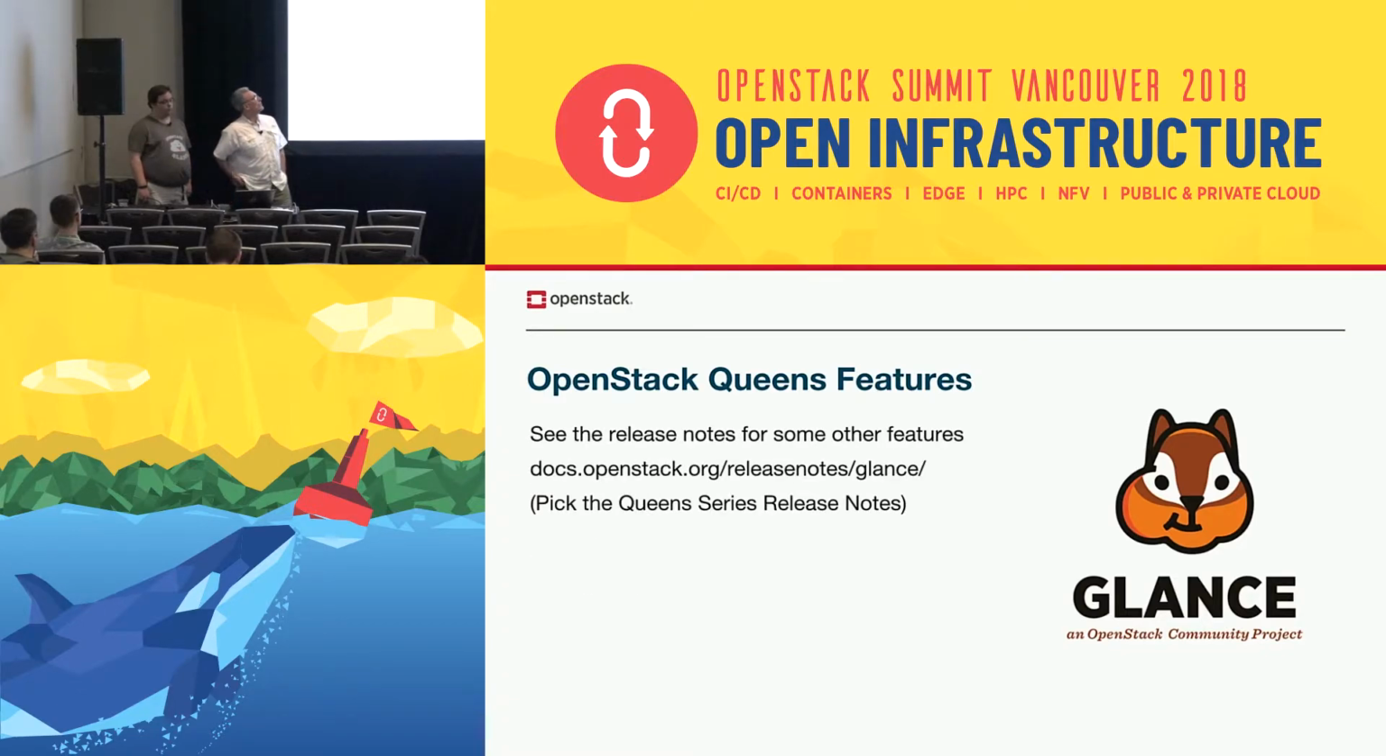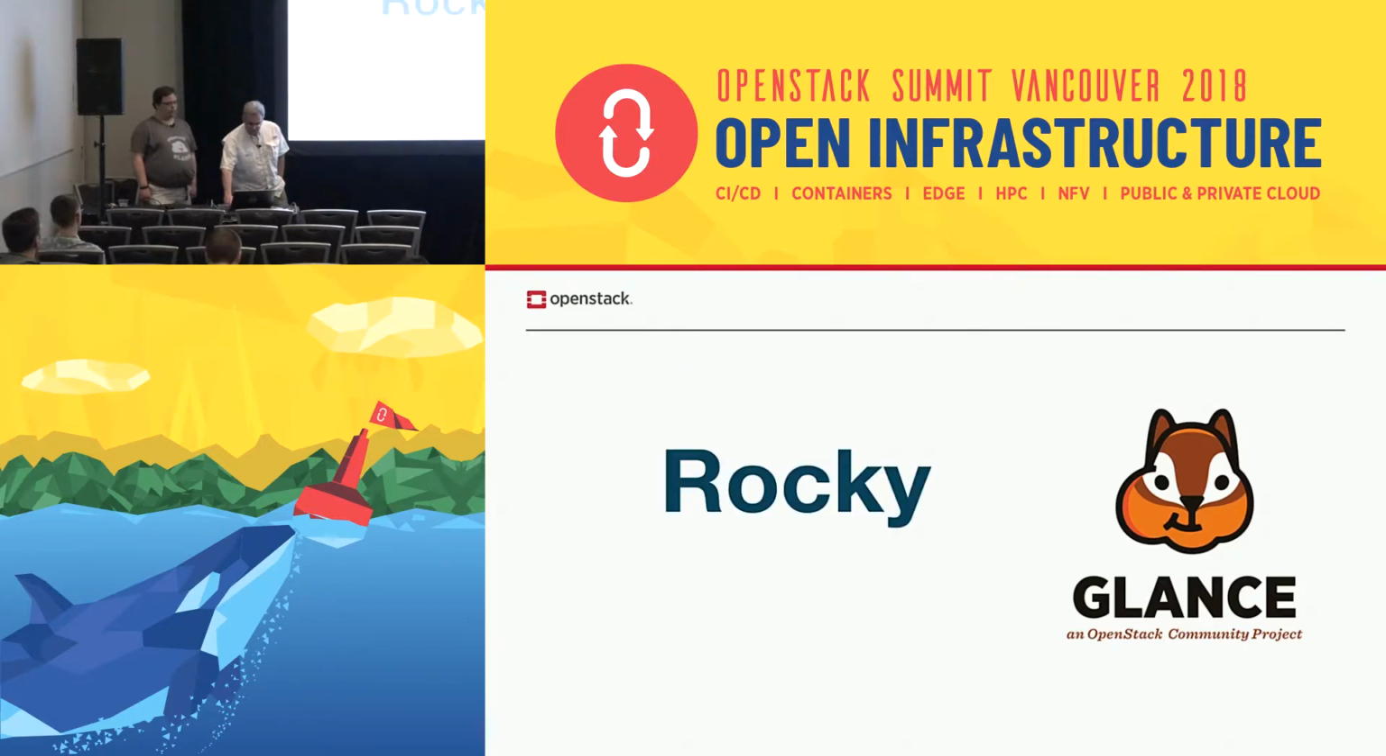And then there's some other features. I really strongly encourage everyone to read the release notes, because we actually put a lot of effort into them, and it turns out not a lot of people read them. So I would like to give you the opportunity to check them out. So if you just Google OpenStack release notes, Glance, and then look at the ones for Queens, you'll get the full list of what happened. And now Erno will talk about what's happening in Rocky.